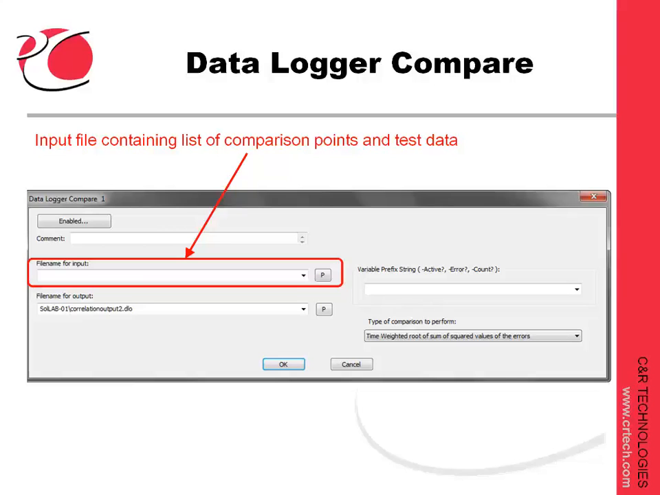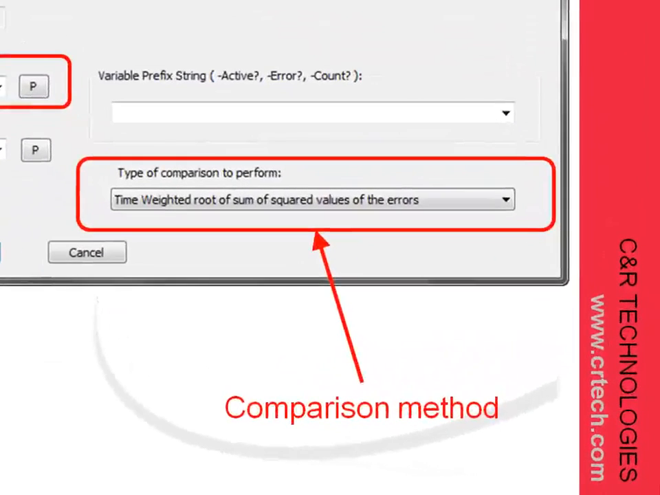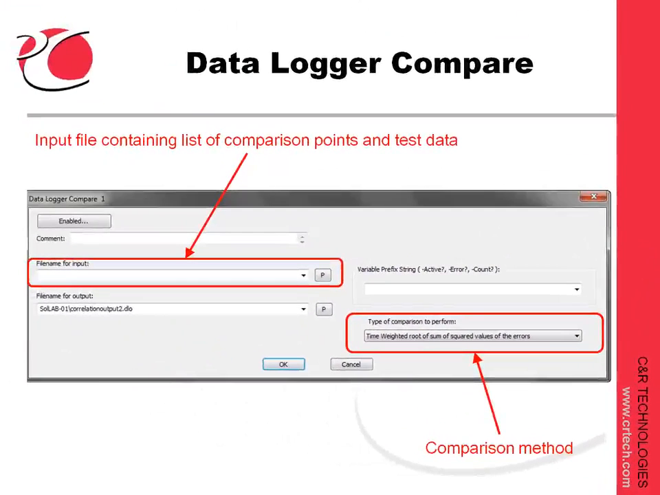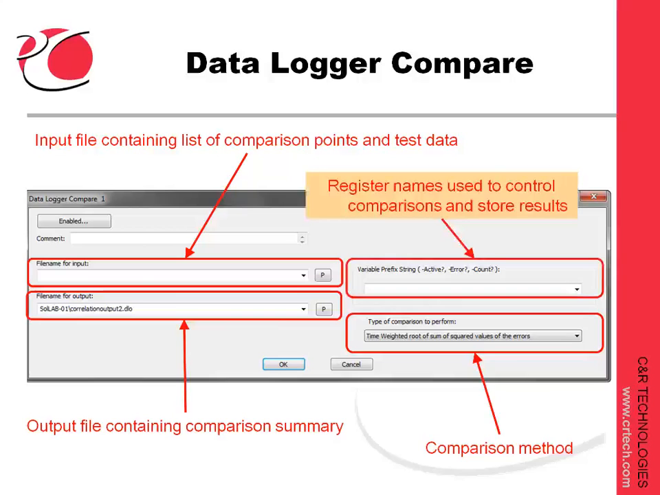The pull-down menu on the lower right lets you choose the basis of comparison. The option shown here is essentially RSS or least squared, except that the comparisons are weighted by time, and this means the test data towards the end of the transient will carry more weight than the data at the beginning. If you'd like, you can also name a file that will contain output from the comparison, although the data logger will automatically generate a report in the standard output file using the SINDAfluent compare routine at the end of the run. Finally, there's a region here at the upper right for naming the output registers that the logger will produce.